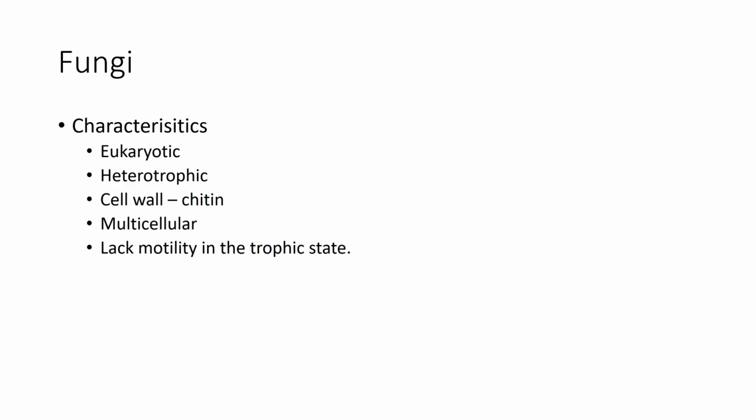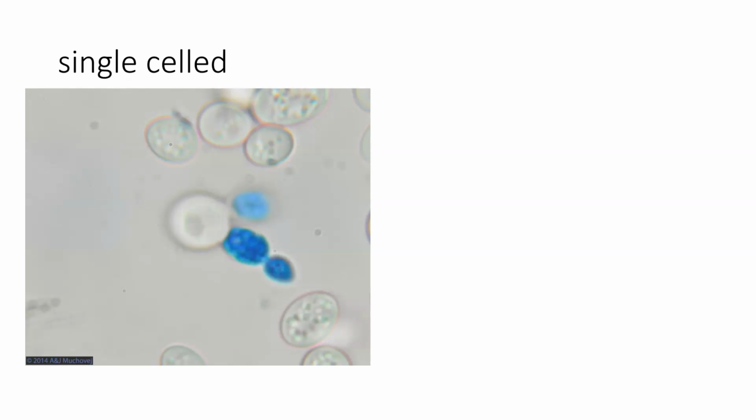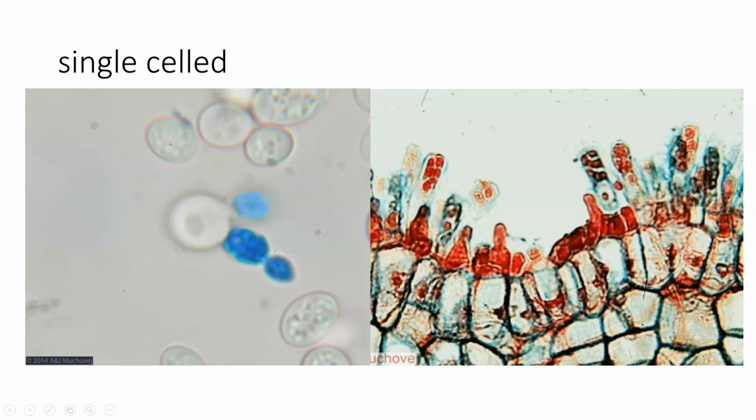Basic characteristics of fungi. They're eukaryotic, they're heterotrophic, they have a cell wall made out of chitin, they are multicellular, and they lack motility in the trophic phase. They can be single-celled. This is a yeast, and you can see the single cells. These yeast reproduce by budding, where they produce a small daughter cell coming off of the cell. They could be single-celled. This is Taphrina. Taphrina is a yeast-like organism that occurs on plants.